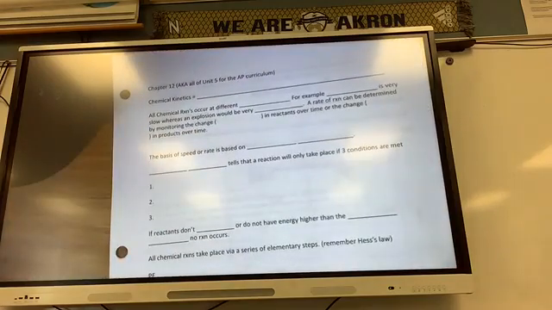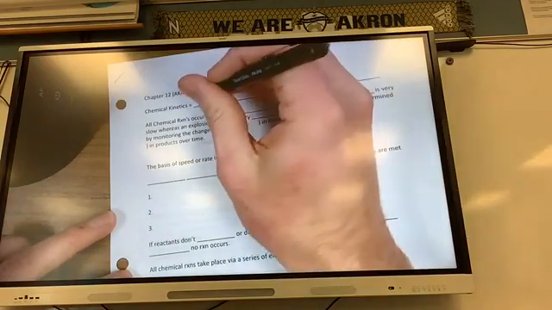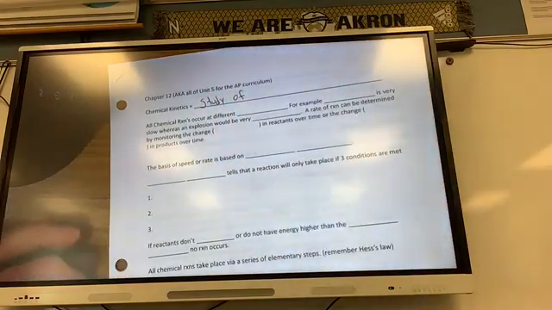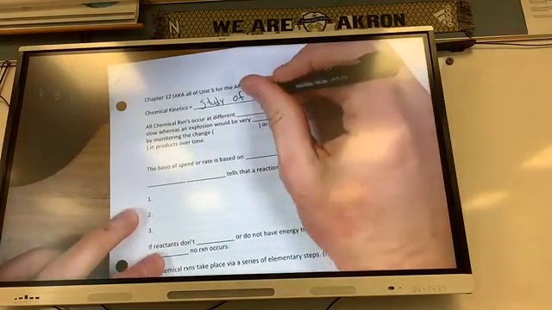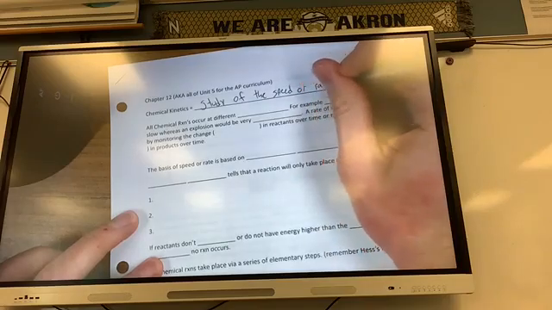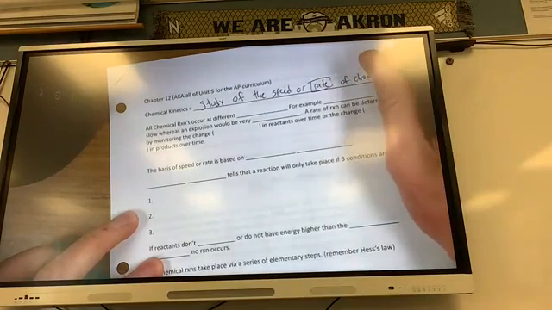Let's get rocking on this. Chemical kinetics. When you hear the word kinetics, what do you think of? Kinetic sand. Movement. Yes. Chemical kinetics is the study of the speed or rate, put a box around rate because you're going to hear rate a lot more, of chemical reactions.